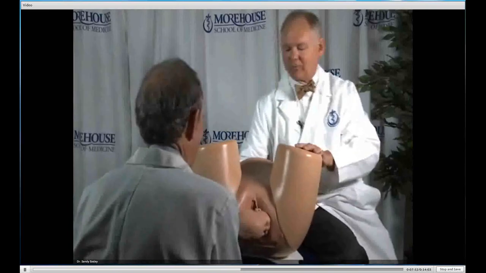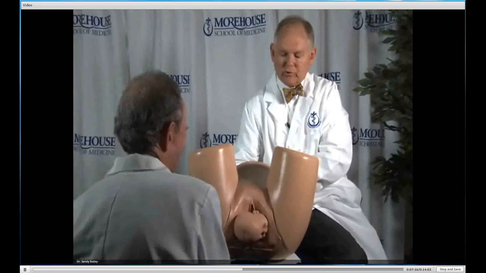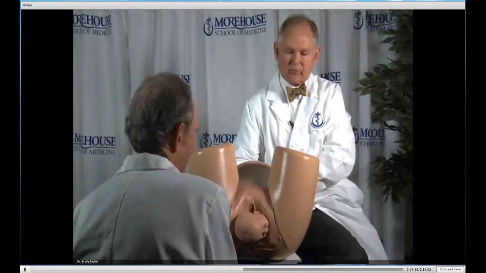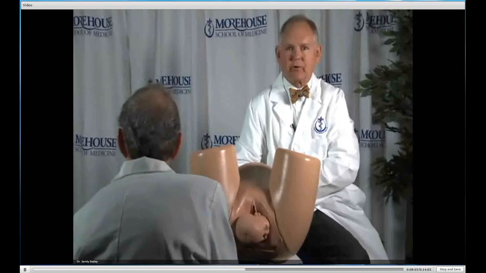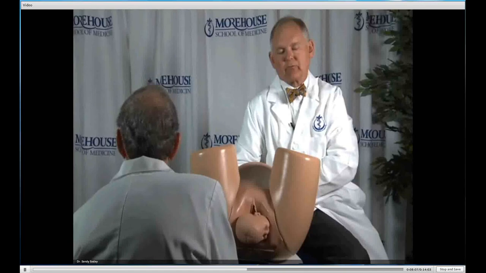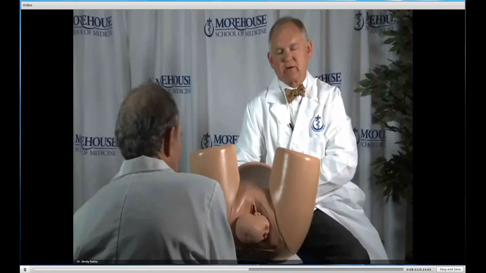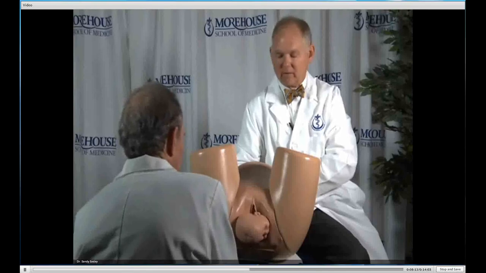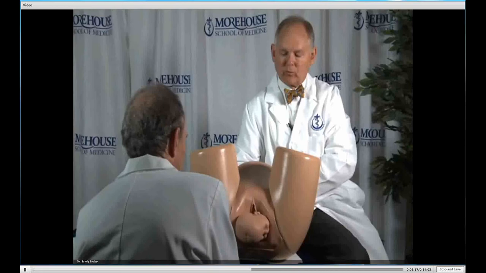So the second maneuver we're going to do here is the wood screw. And in the wood screw, the clinician is delivering the posterior shoulder first. Again, it's almost like a reverse Rubin's, and the hand is inserted around the baby's back up to the axilla, and the shoulder is rotated obliquely to provide more room.